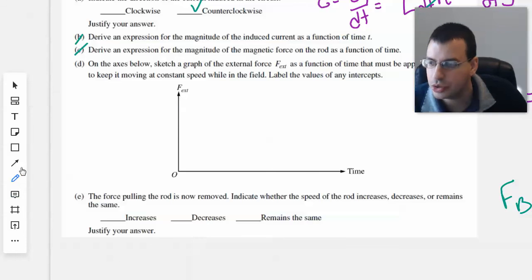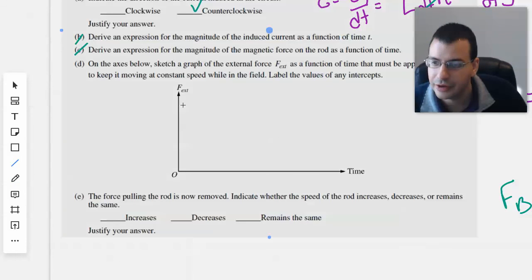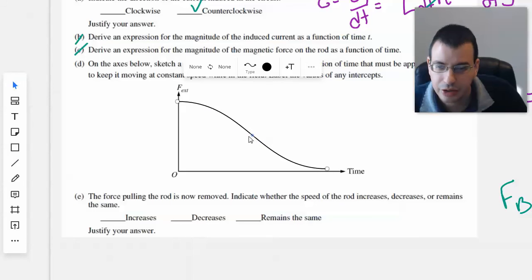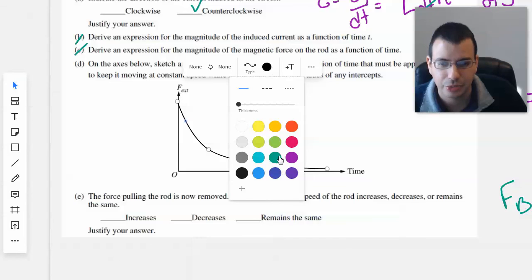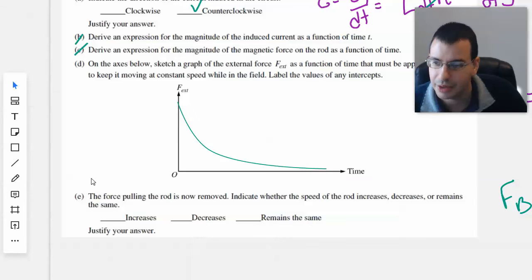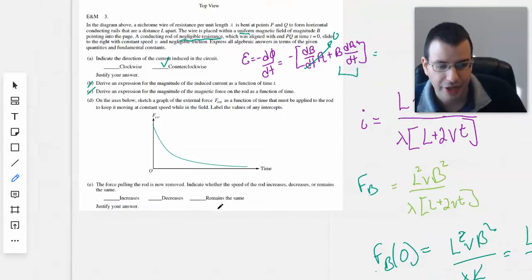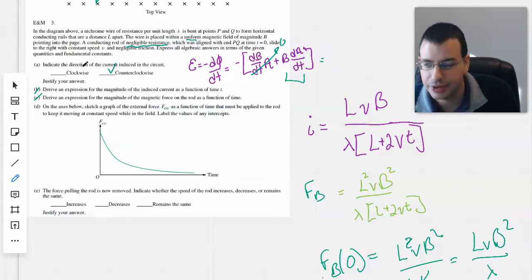Actually, I could just use a real line. I could draw. So I'm going to start here and there, concave down. Ooh, that looks surprisingly competent. I'm good with that. And then we'll have the intercept, which will be L v B squared over lambda, right there.